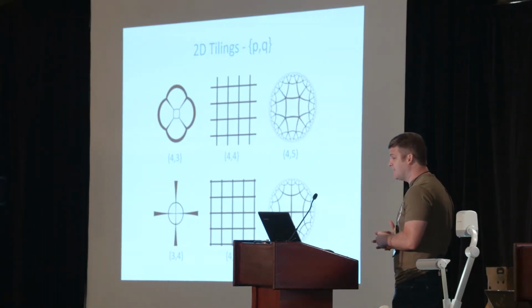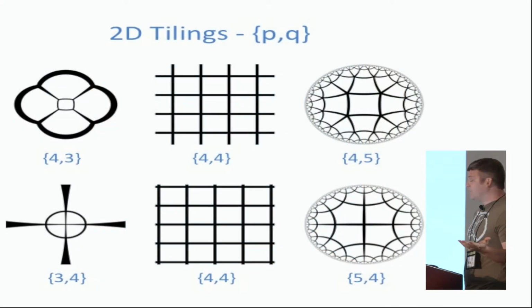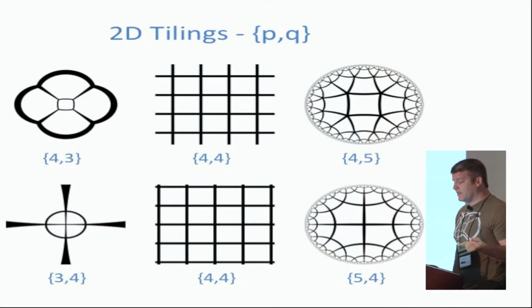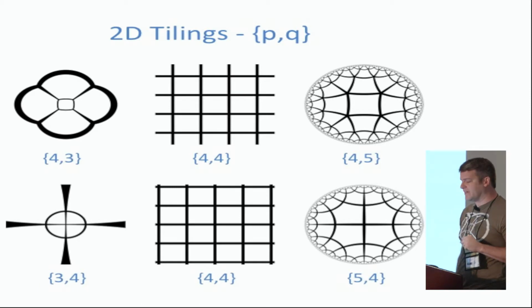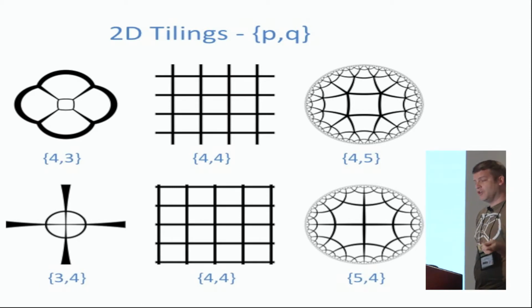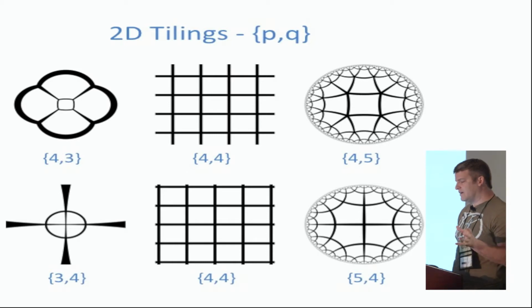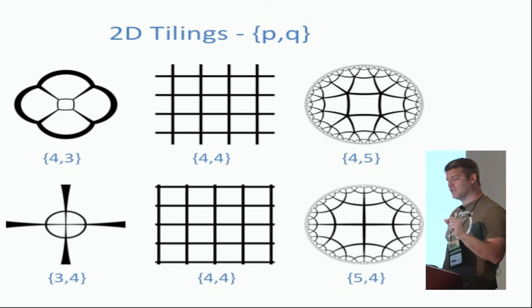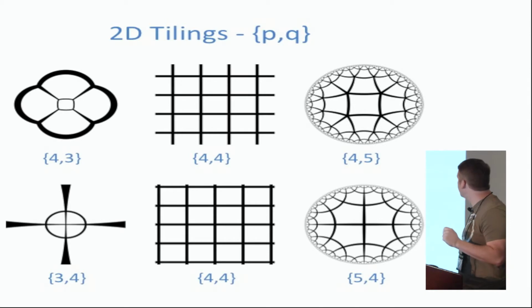In the 2D case, the P still represents the number of sides in the polygon. The Q represents how many of those polygons fit around each vertex. So in the upper left, we have a cube, a tiling of a sphere of squares with three squares surrounding each vertex. It's stereographically projected like some of the other talks here.